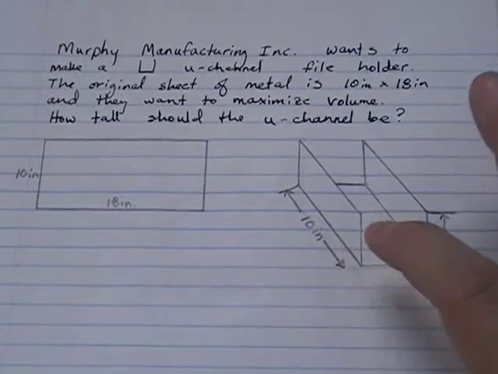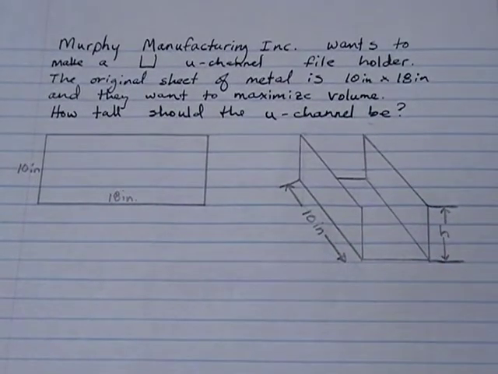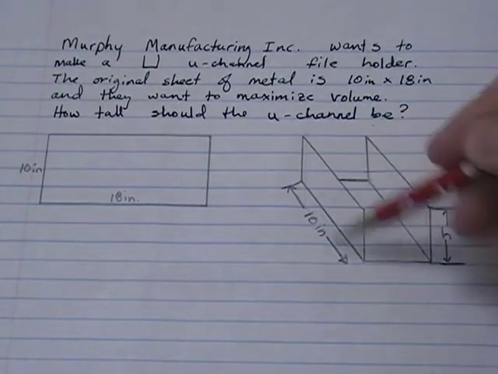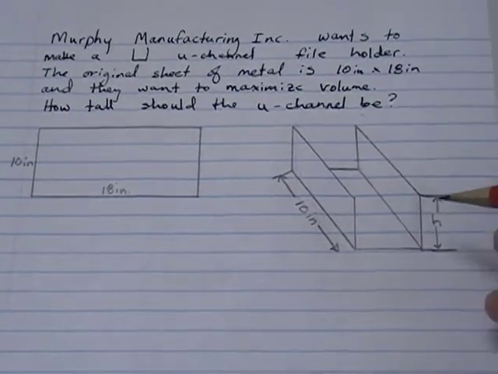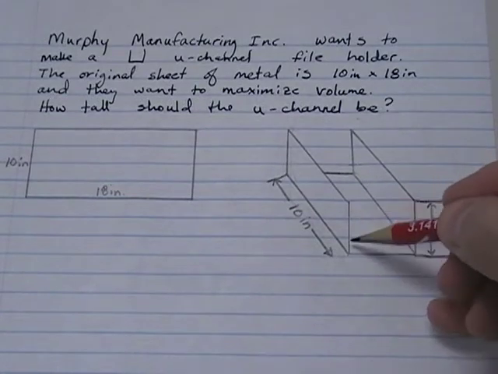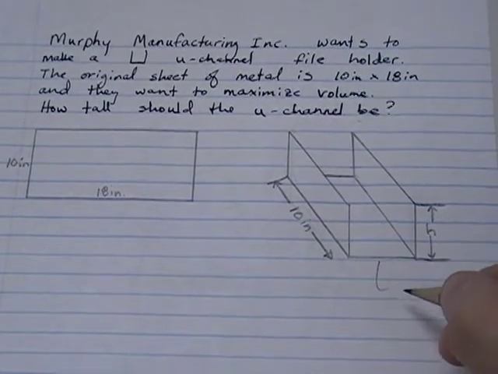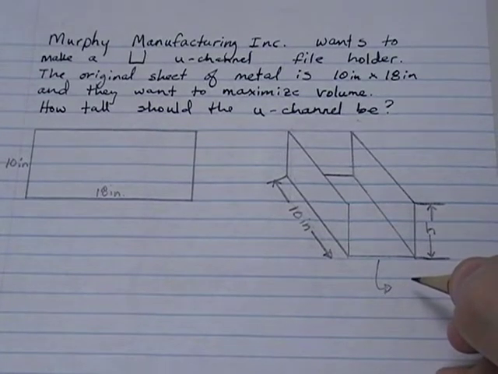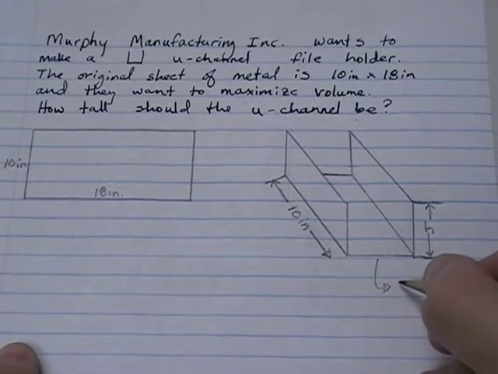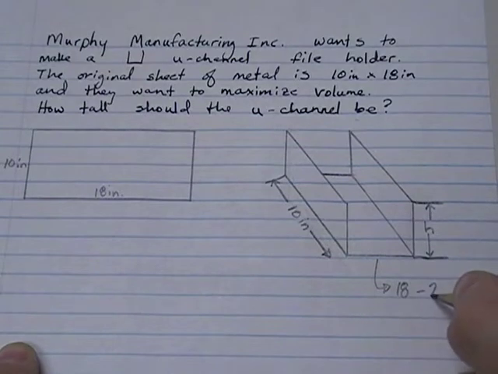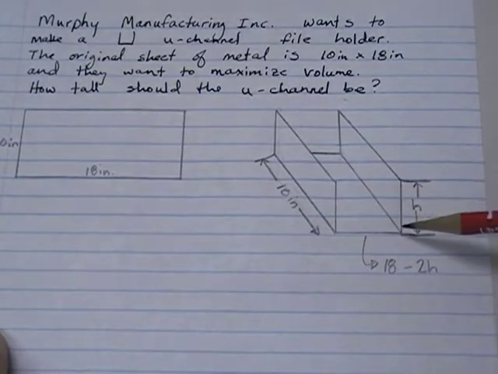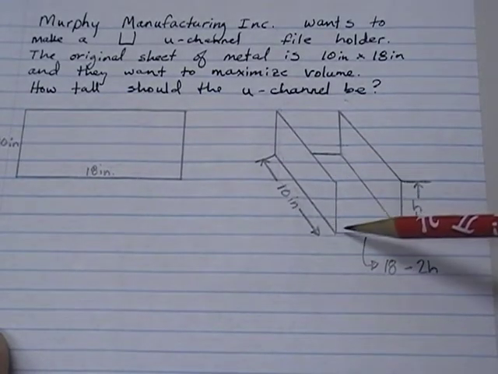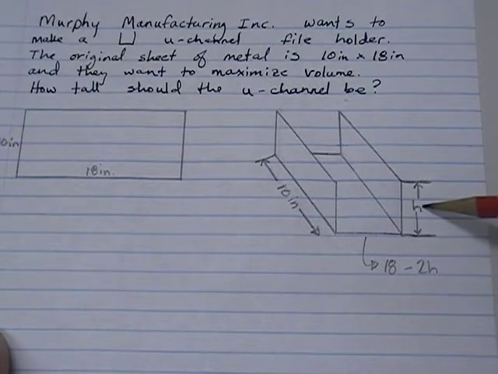And here is a sketch of this, and basically the width of this thing, or the length, depending on how you like to look at it, is set at 10 inches. And then you're going to have the height here and the height here, which will be equal. And then this dimension here is going to be 18 minus 2h. Right? Because we have 18 inches, we're going to have h here, we're going to have h here, and this is whatever's left. So it's 18 minus h minus h. So it's 18 minus 2h.